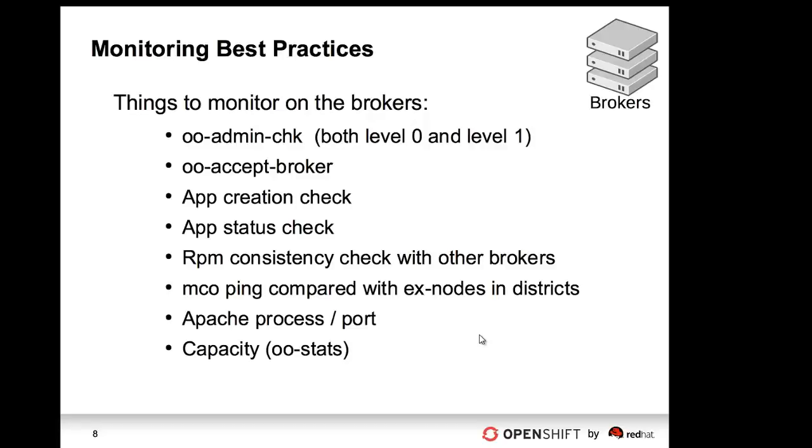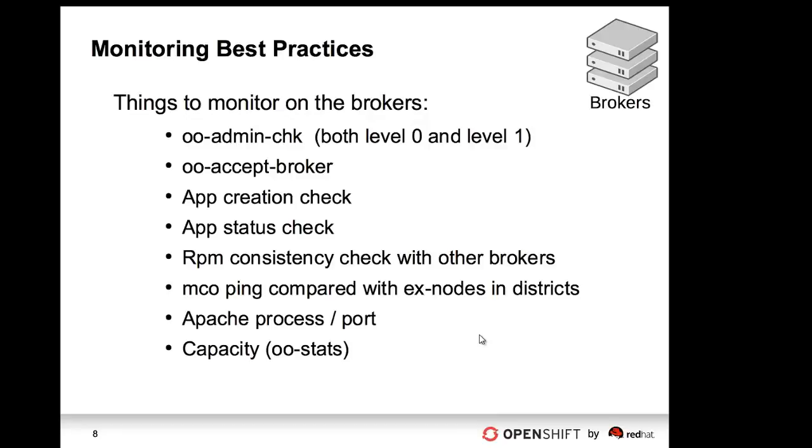Okay, and also we do an RPM consistency check. What the RPM consistency check does is it actually grabs the RPM list from all the brokers, including the versions of the RPMs, and then it compares them with all the other brokers.